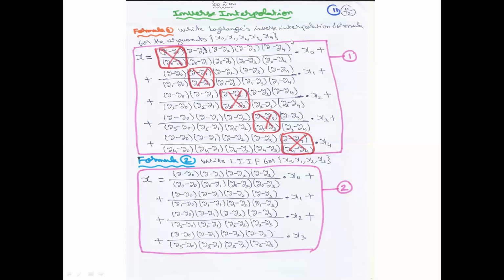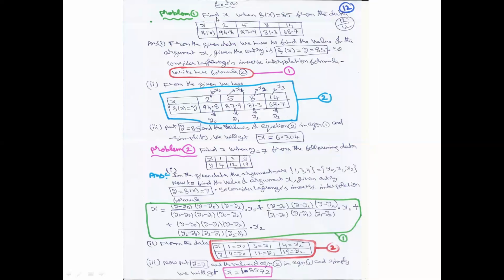Now see the problem. Find x when f of x is equal to 85. So in previous videos, find f of x when x is equal to some value. They used to give that. That means argument they will give to find respective entry, that is called as interpolation. Here, reverse process. They have given the entry, f of x value they have given. We wanted to find, see the cursor, respective argument, which is said to be inverse interpolation.